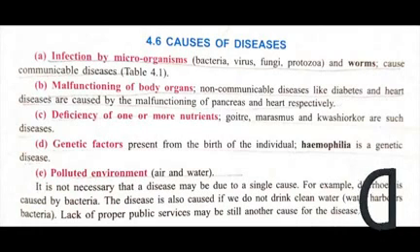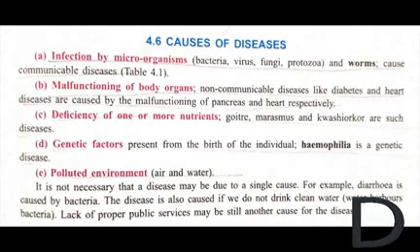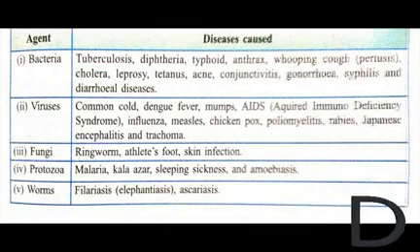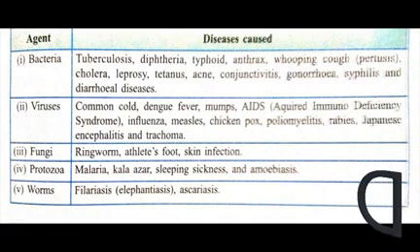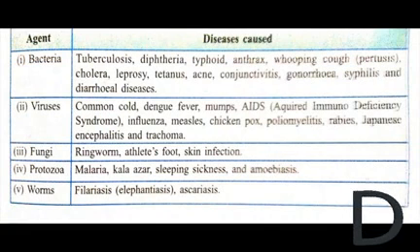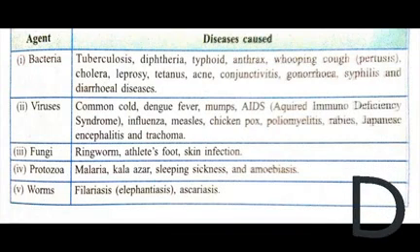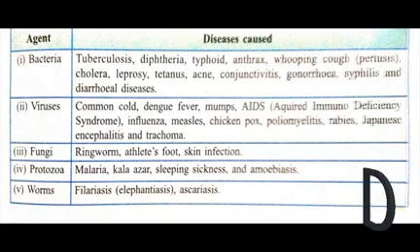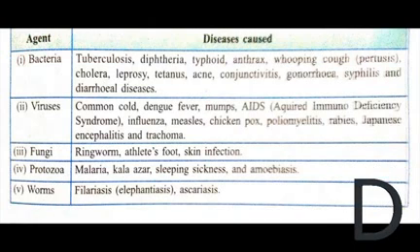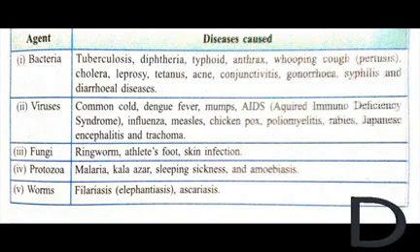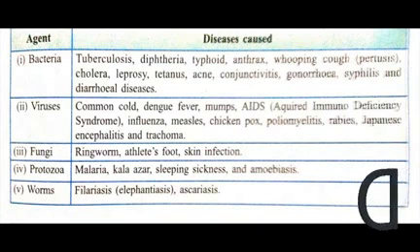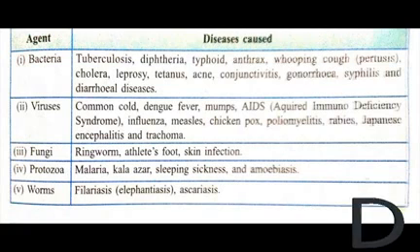Lack of proper public services may be still another cause of disease. As I told you earlier, the microorganisms or pathogens that cause disease are termed agents because they spread disease from one person to another. So if we classify them, bacteria is an agent, and what kind of diseases does bacteria cause? Examples: tuberculosis, diphtheria, typhoid, anthrax, whooping cough, cholera, tetanus, leprosy, conjunctivitis, gonorrhea, syphilis, or diarrheal disease. All these diseases are caused by bacteria.